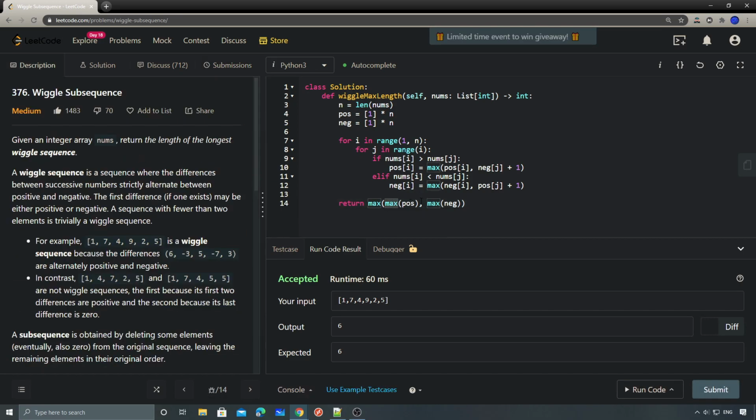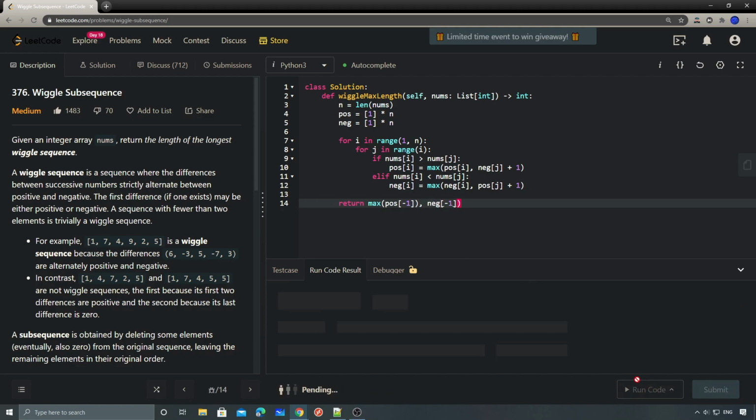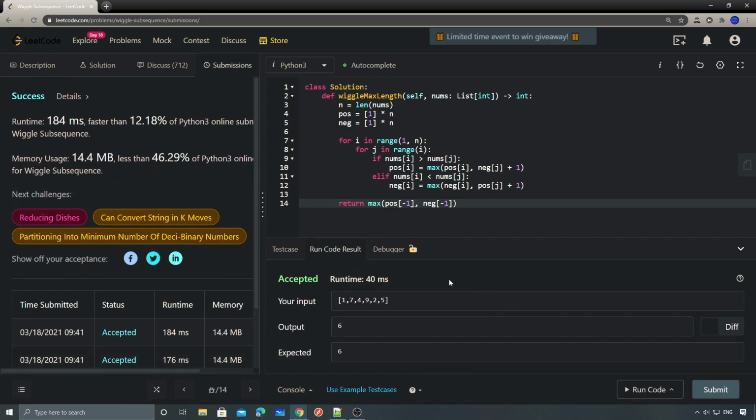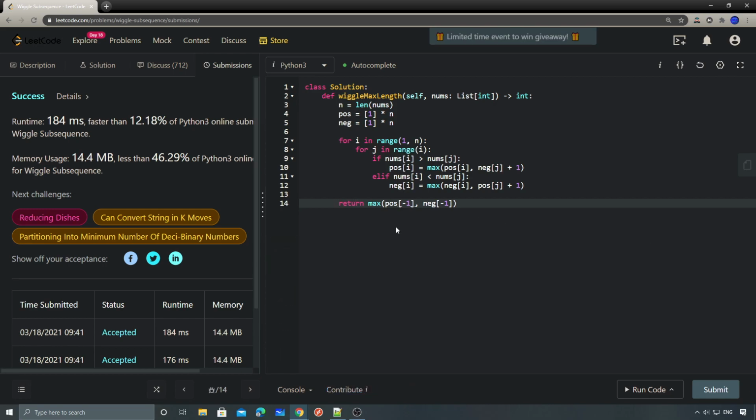Let me try to remove this part. I want to see if I only do this one, if I only get the last one, will this work? Let's see. Okay, all right, so this one also works. So we don't have to do a max of this one because the last one is either positive or negative, so it has to be one of them. We don't need to worry about the previous values.